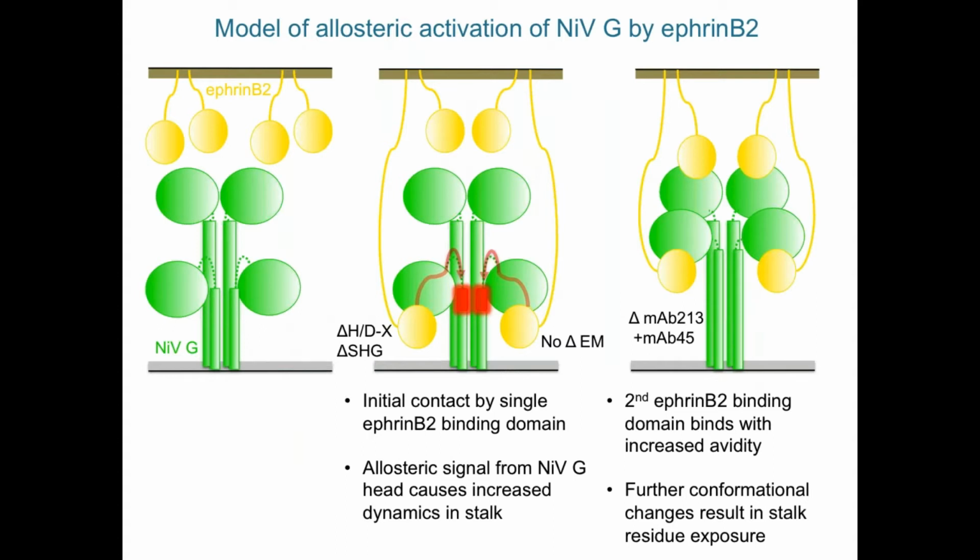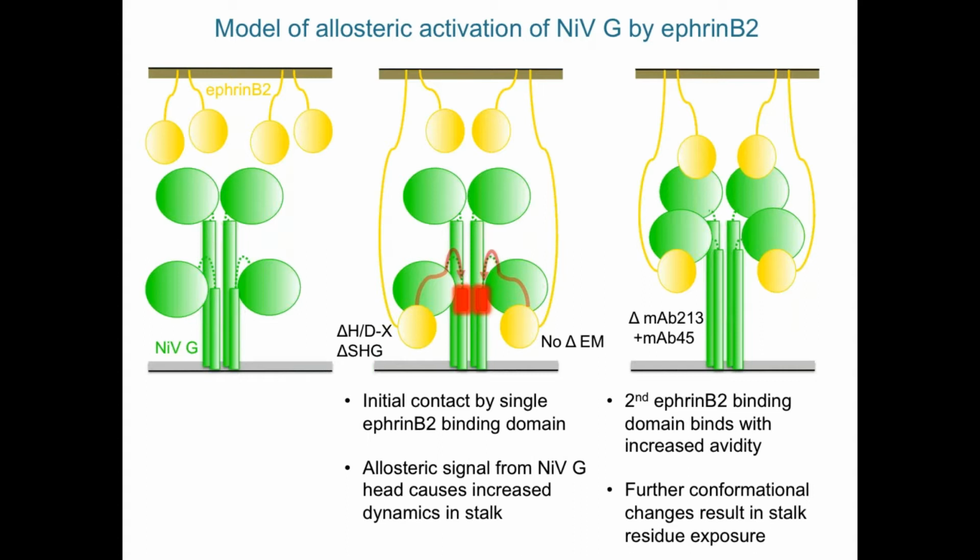Now, I will summarize the data from these multiple techniques in a model of Nipah-G activation by FNB2. Our data adds to the existing model by describing allosteric changes induced by monomer binding that occur prior to full activation by dimeric FNB2. Upon binding of one efferent globular domain, Nipah-G changes in its dynamics, and this is detected by hydrogen deuterium exchange mass spectrometry and SHG. But this does not cause large-scale conformational change, as observed by EM.